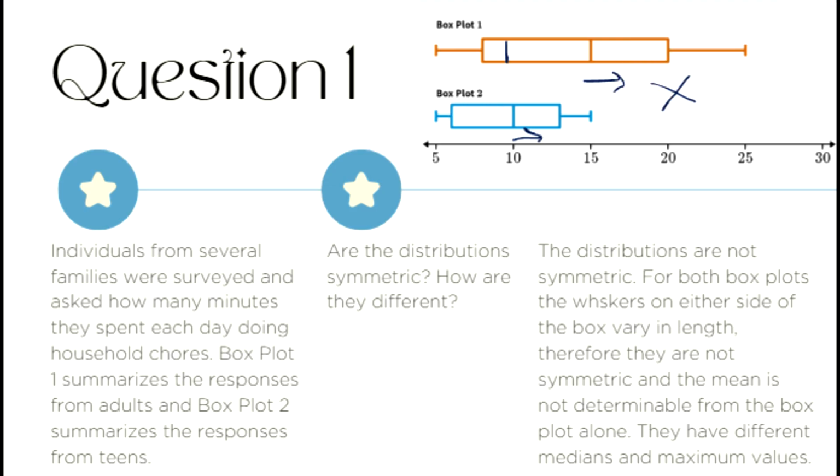Okay. And then it wants to know, how are they different? For both box plots, the whiskers on either side of the box vary in length, therefore they're not symmetric, and the mean is not determinable from the box plot alone. They have different medians and maximum values.